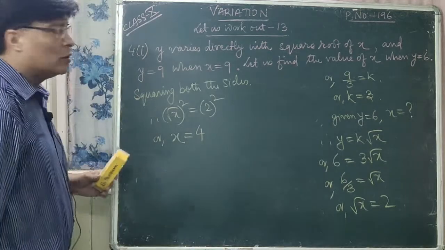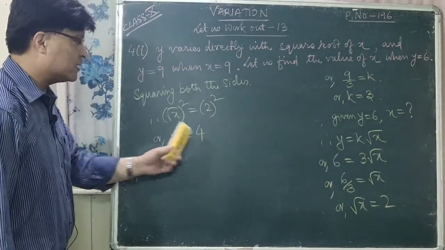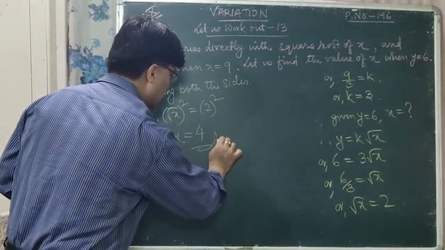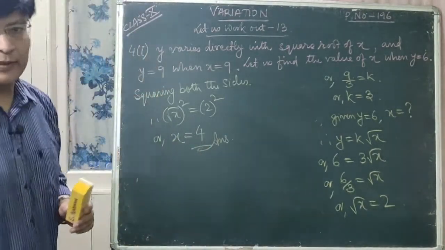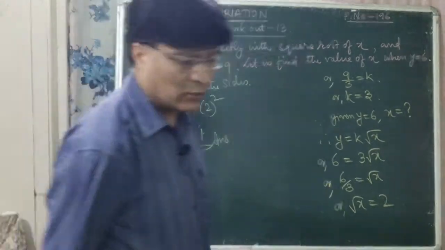It is 4. So when y is equal to 6, what is the value for x? The value for x is equal to 4. So this is the final answer. So I think you have understood it. So you can copy it. We'll do the next question now.